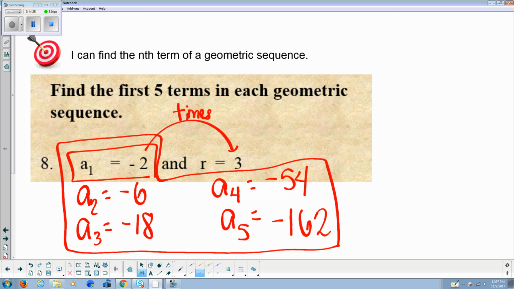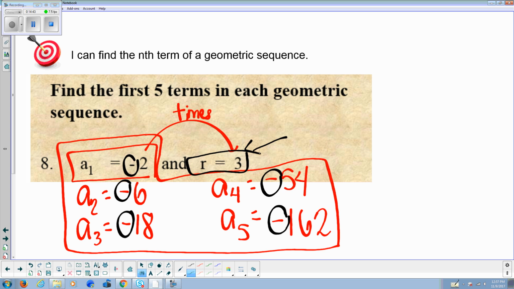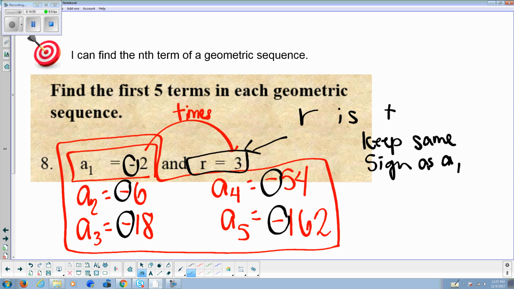I do want to point out that I started with a negative and I stayed in the negative the whole time. I had negative numbers. That is going to be characteristic of any time R is positive. If R is positive, you're going to keep the same sign as A1 in the entire sequence.